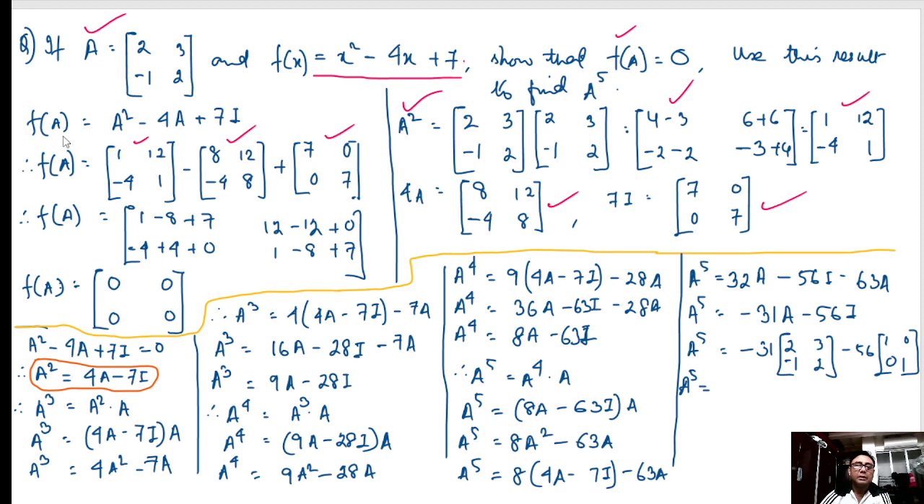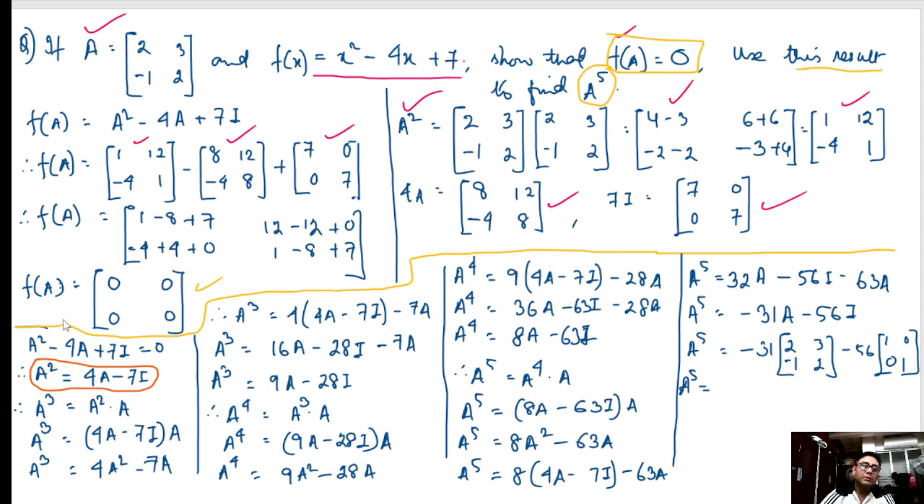So when we calculate it, the answer becomes 0. That means we have proved it that the expression is a null matrix. Clear? Now they are telling that use this result to find the value of A to the power 5. Now please watch it. Use this result that it is 0, a null matrix. Use this result to find the value of A to the power 5. So how to do it?